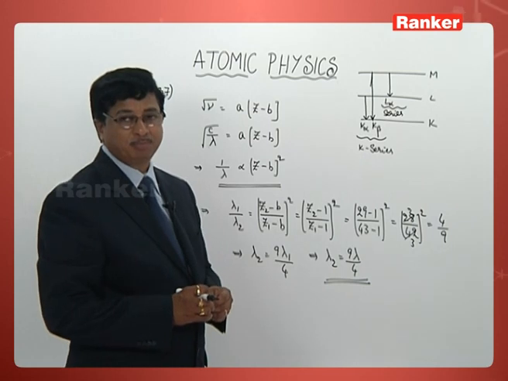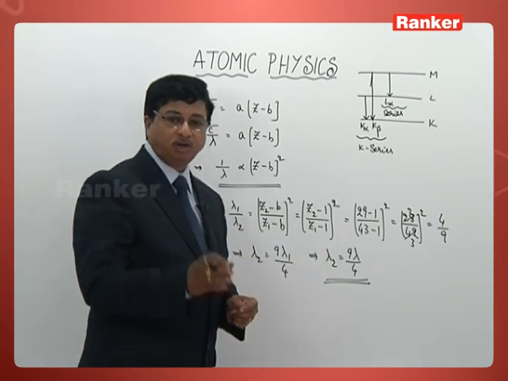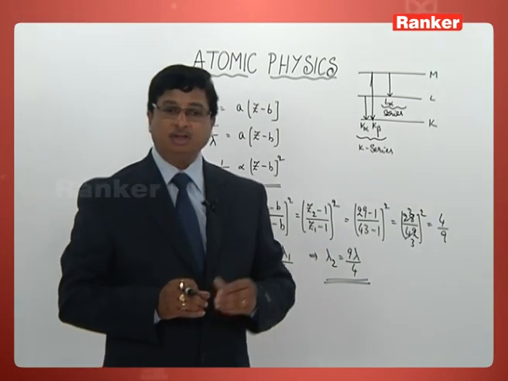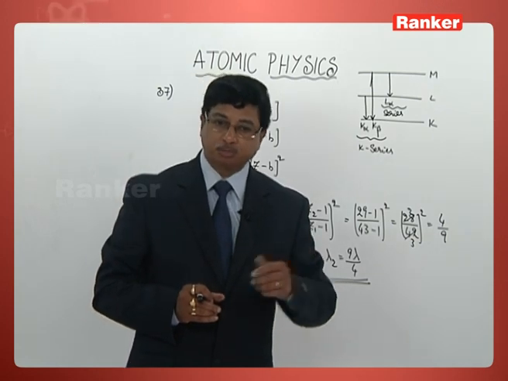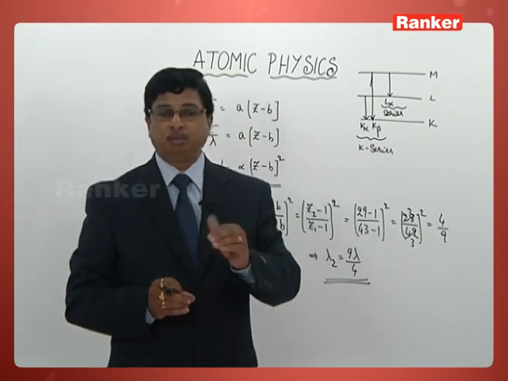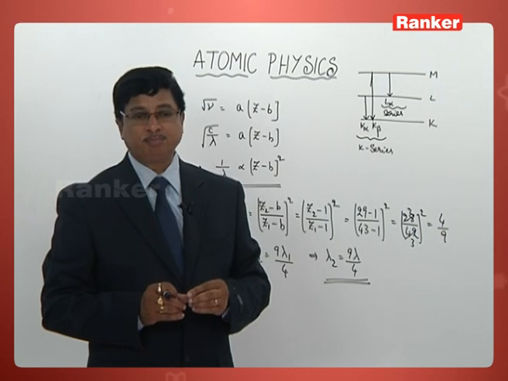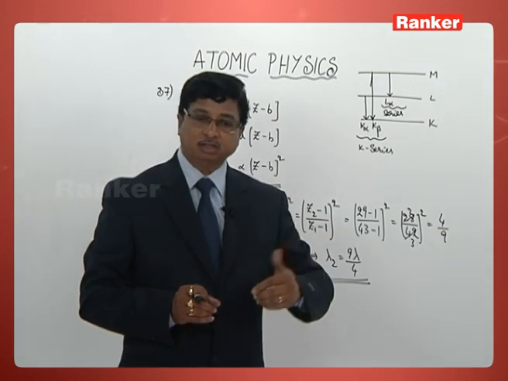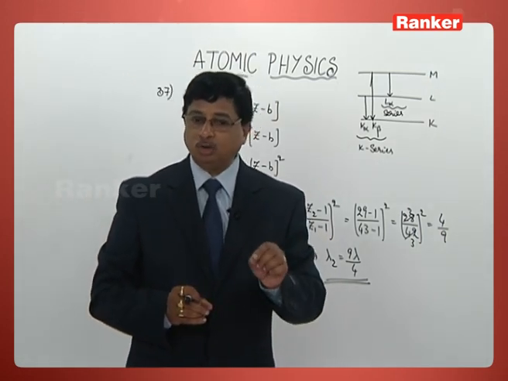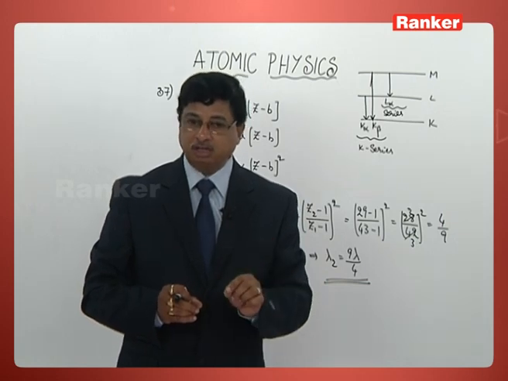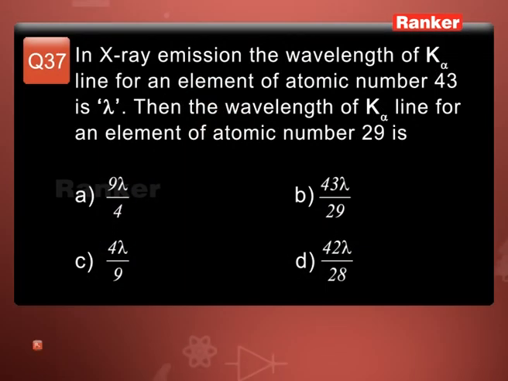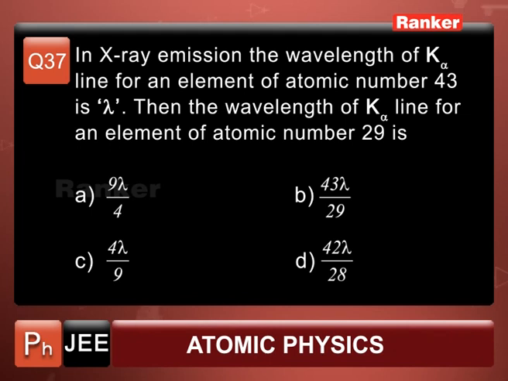So if you look at that, what are the options he has given? 9 lambda by 4 the first option, 43 lambda by 29 the second option, 4 lambda by 9 the third option, 42 lambda by 28 the fourth option. So what is the correct option over here? The very first option itself is the correct one. So directly I can take the answer for this particular question is simply A.